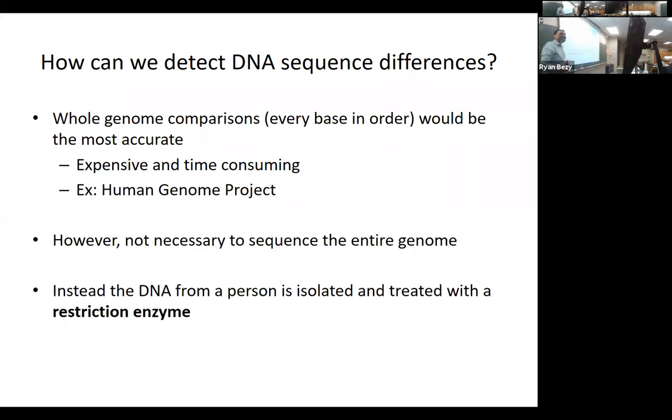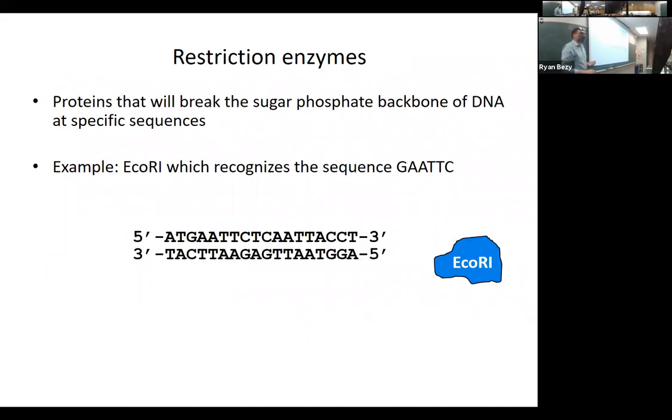So it's not necessary to sequence the entire genome. Instead, DNA from a person is isolated and then treated with what are called restriction enzymes. So we isolate all the DNA from a crime scene sample, or from one particular person, and then we treat it with a restriction enzyme. A restriction enzyme is a protein that breaks apart the sugar phosphate backbone of DNA at specific sequences. That's just a fancy way of saying it cuts DNA.